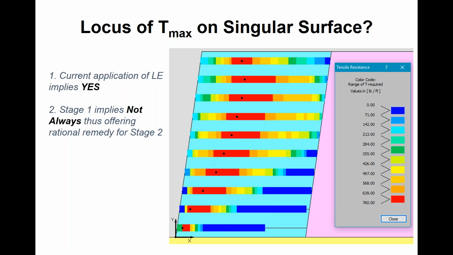So again, here's a tension map. Current application of limit equilibrium implies that Tmax is on one surface. While that assumption has done us fine so far, for the most part, sometimes it's really not, and that can even be problematic. So current application of LE implies that the locus of Tmax, the location of Tmax, is on a singular surface. But our baseline solution shows us that, well, not always. So we have a means of offering a rational remedy for stage 2.